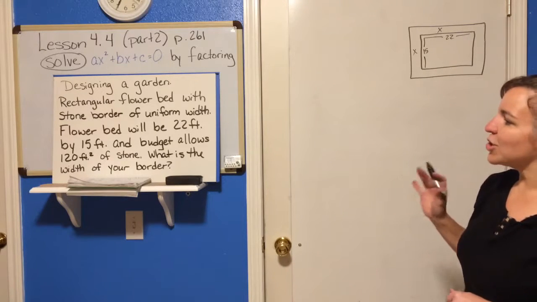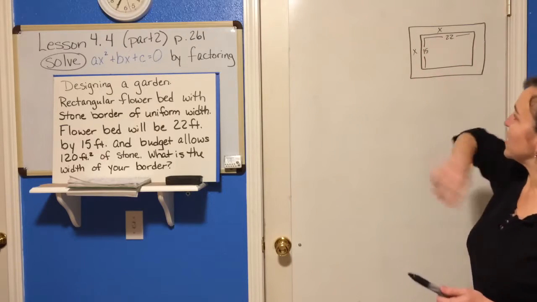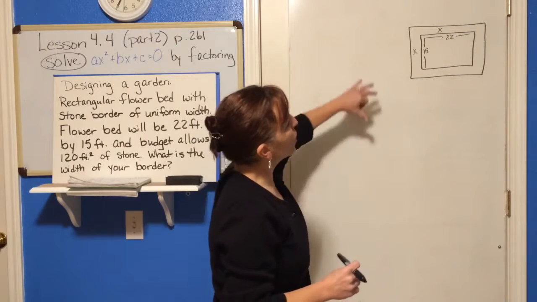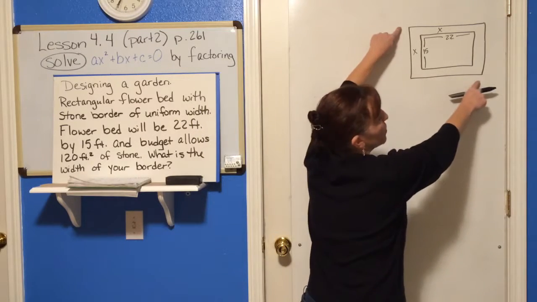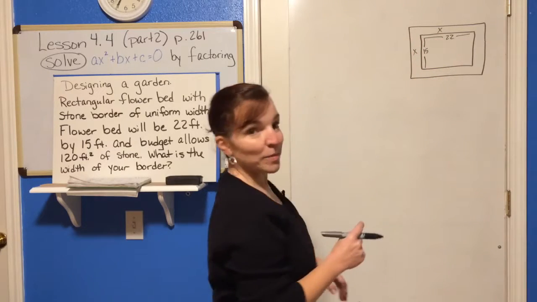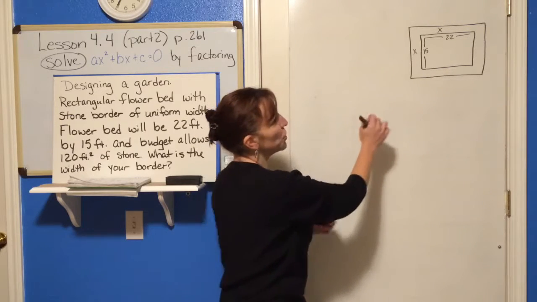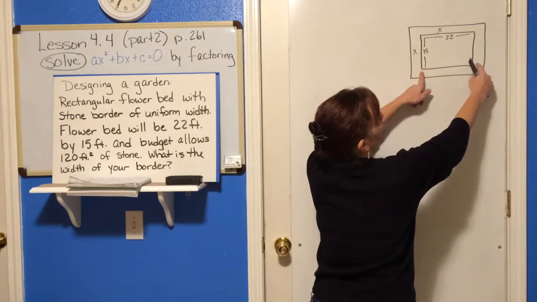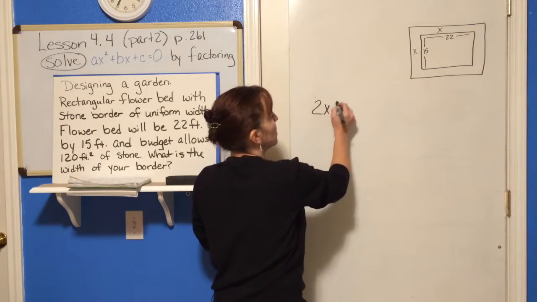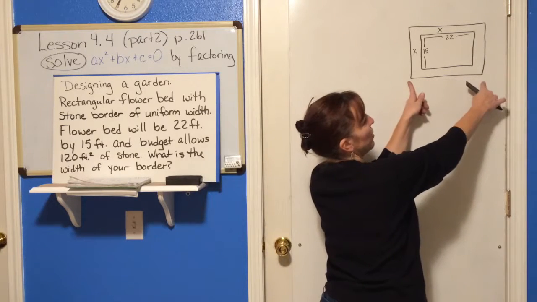So if you want to find how wide your border is, we're going to have to come up with an equation that's going to show the area of this rectangle, and take out the inside. Well, that'd be easy if we knew what it was. Well, let's put some numbers with it. So the width is 22, but it's 22 plus x here and another x here. So it's going to be 2x plus 22. That's going to be our length.